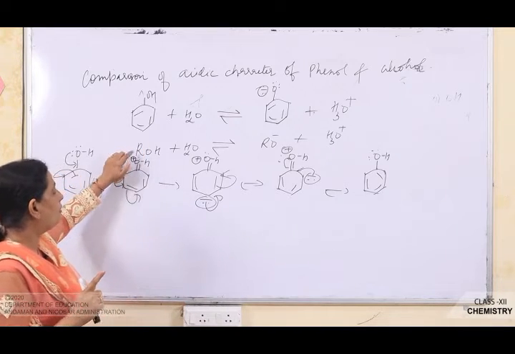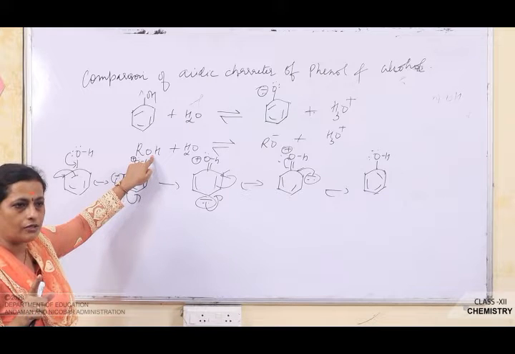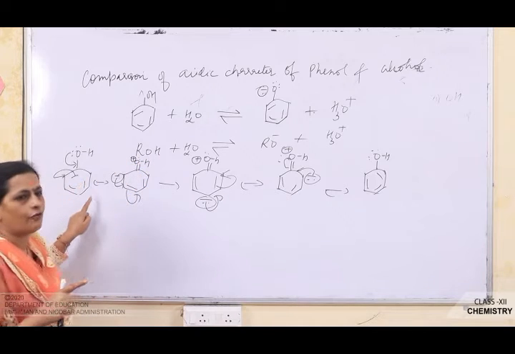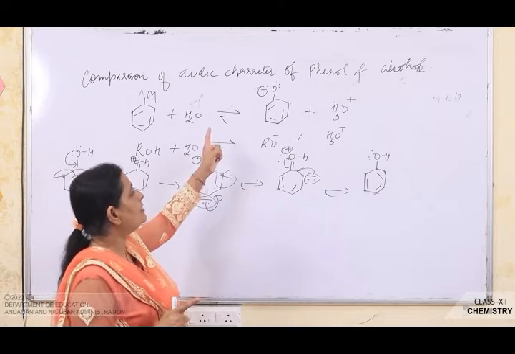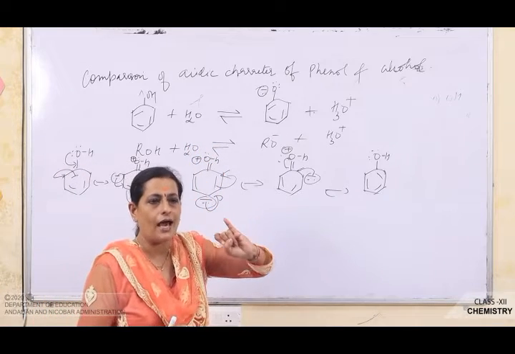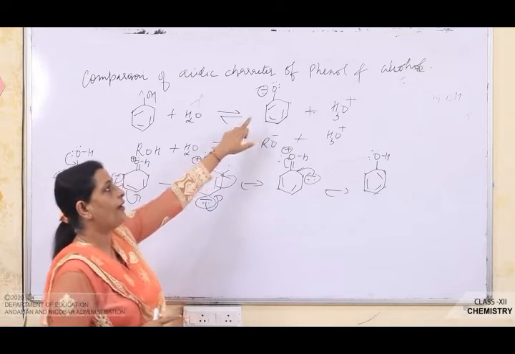In case of alcohol, is resonance possible? In case of alcohol, resonance is not possible. So the polarity of the OH bond is not increasing as in case of phenol. So that is the first reason why phenol is a stronger acid than alcohol. That is, due to resonance stabilization, the polarity of the OH bond increases.